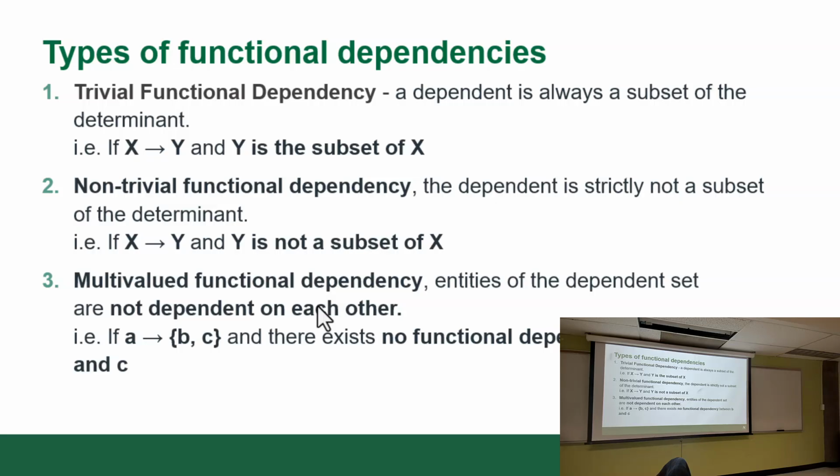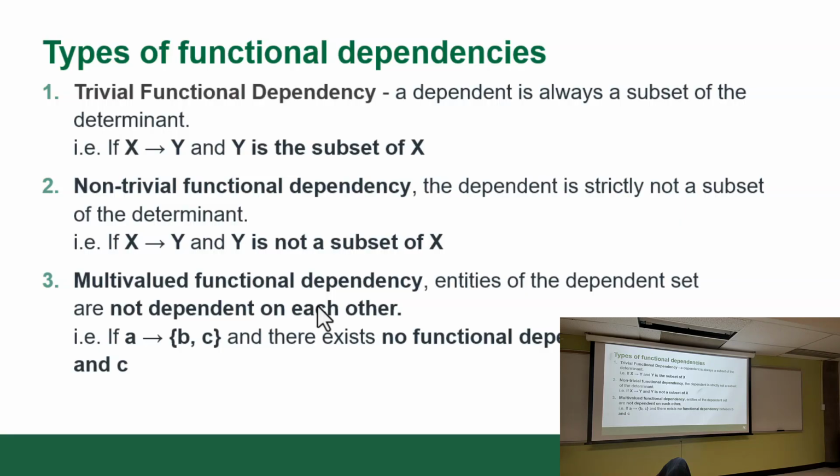So, trivial functional dependency: a dependent is always a determinant. If X determines Y, Y is a subset of X. End of story. That's trivial, as in it's straightforward, it's basic. If X determines Y, therefore Y is a subset of X. End of story.